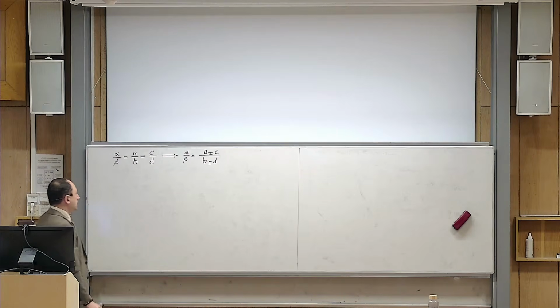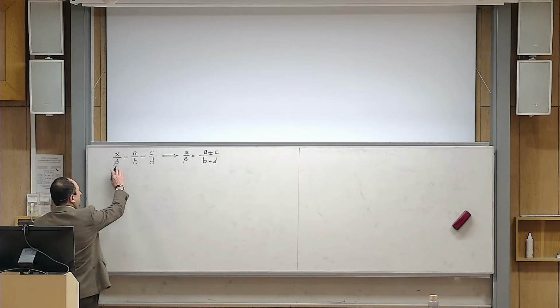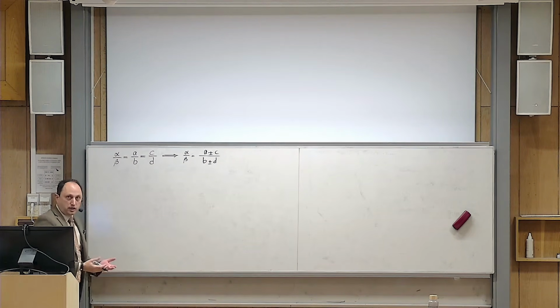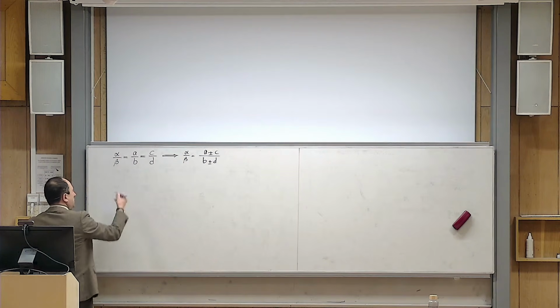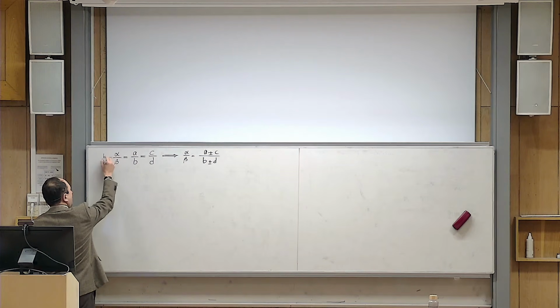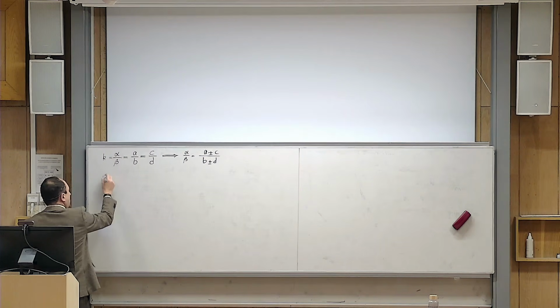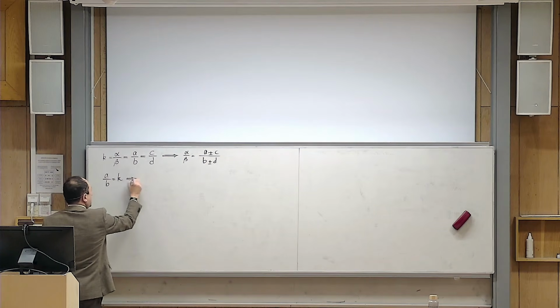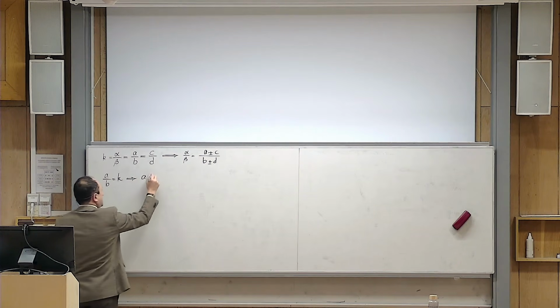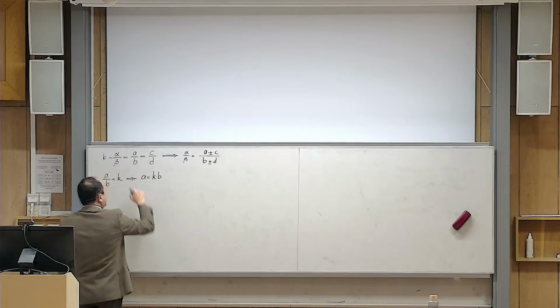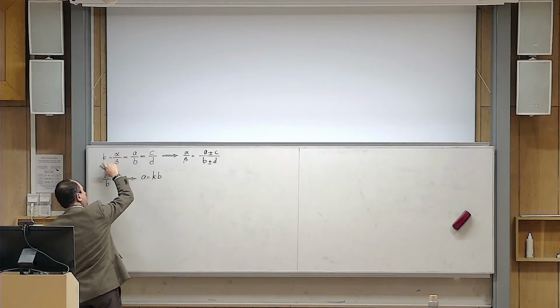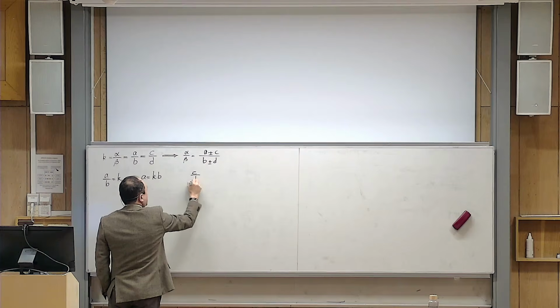Okay, so why is that correct? I am telling you that these three fractions are the same, so I am allowed to give them a common name. Let me call the value of these three fractions k. Then a over b is equal to k. What can I conclude? I can conclude that a is equal to k times b. You are also telling me that c over d is equal to k. So what does it mean?